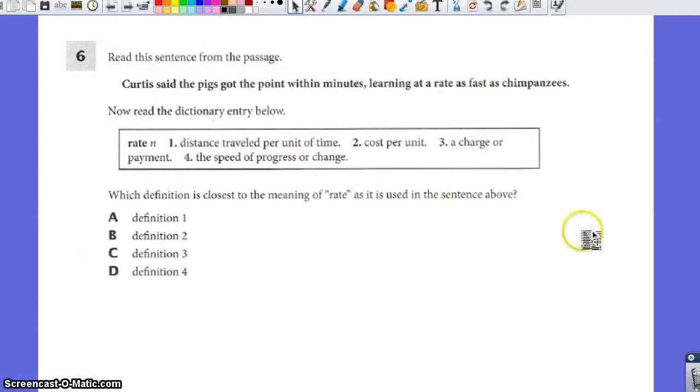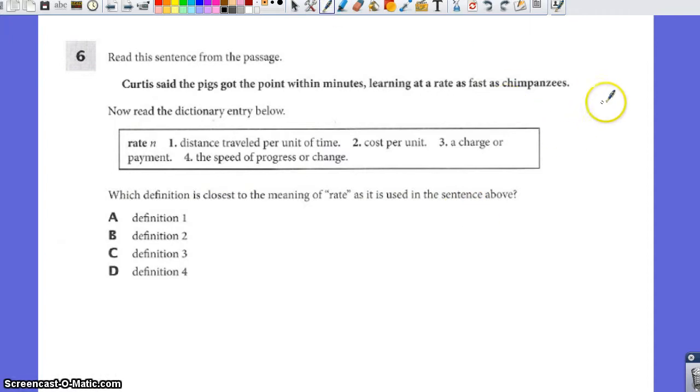All right, so let's look at some sample questions. First one, read the sentence from the passage. Curtis said the pigs got the point within minutes, learning at a rate as fast as chimpanzees. Now read the dictionary entry below. Rate is a noun. First definition is the distance traveled per unit of time. Second definition is cost per unit. Third is a charge or a payment. And fourth is the speed of progress or change. Which definition is closest to the meaning of rate as it is used in the sentence above?